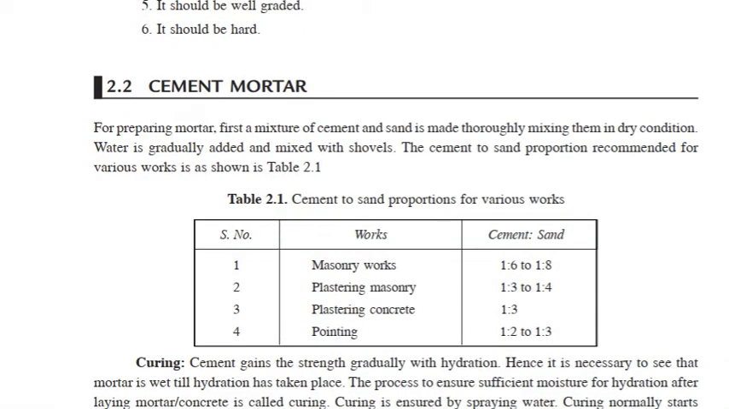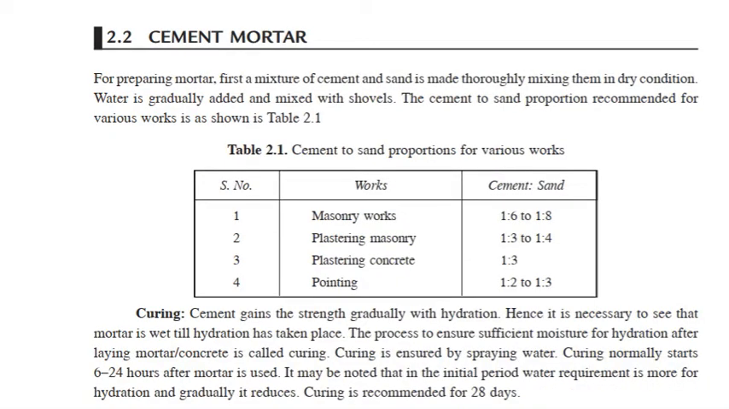2.2 Cement mortar. For preparing mortar, first a mixture of cement and sand is made by thoroughly mixing them in dry condition. Water is gradually added and mixed with shovels. The cement to sand proportion recommended for various works is as shown in Table 2.1. Cement to sand proportions for various works: masonry works, plastering masonry, plastering concrete, pointing: 1:6 to 1:8, 1:3 to 1:4, 1:3, 1:2 to 1:3.